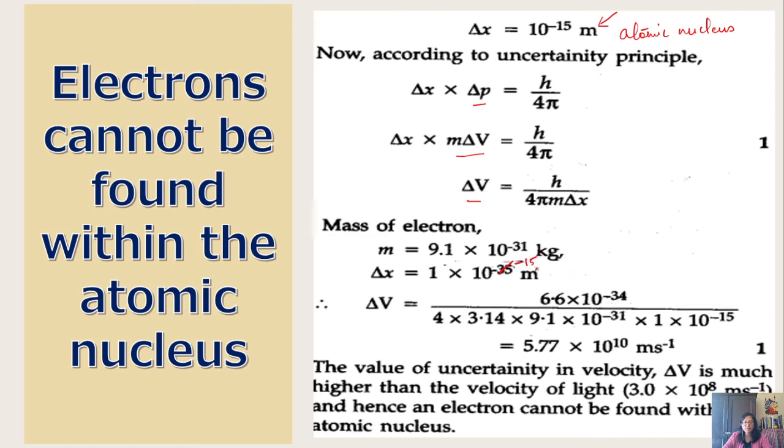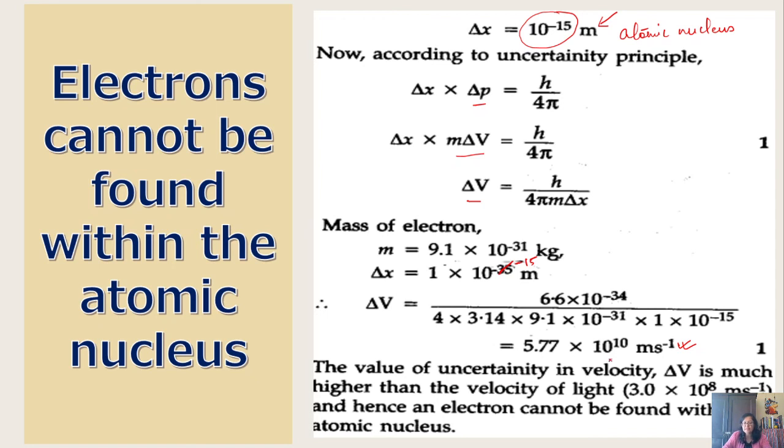Mass of the electron is 9.1 into 10 to the power minus 31 kg. The uncertainty in position has already been specified as the order of dimension of the atomic nucleus, that is 10 to the power minus 15 meter, and value of pi is 3.14. Putting all these values, we get the value for uncertainty in velocity to be equal to 5.77 into 10 to the power 10 meter per second, which is way higher than the velocity of light.